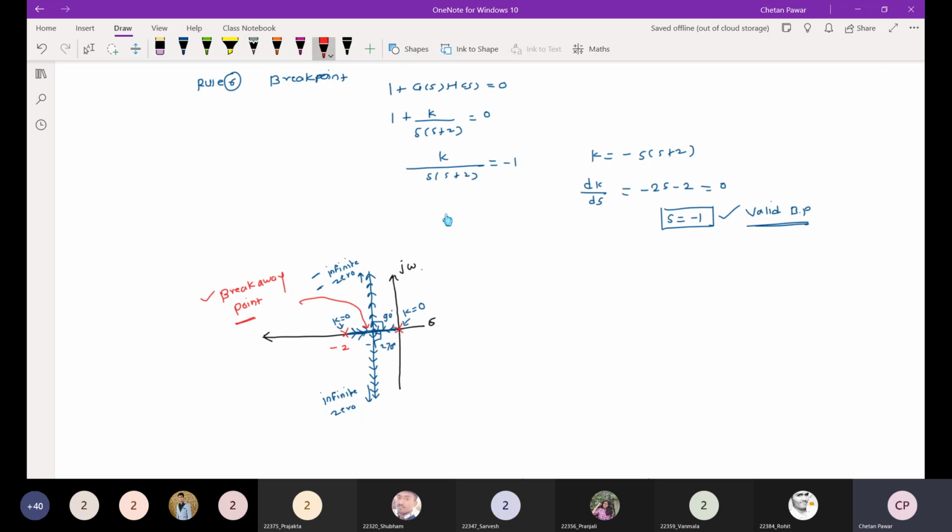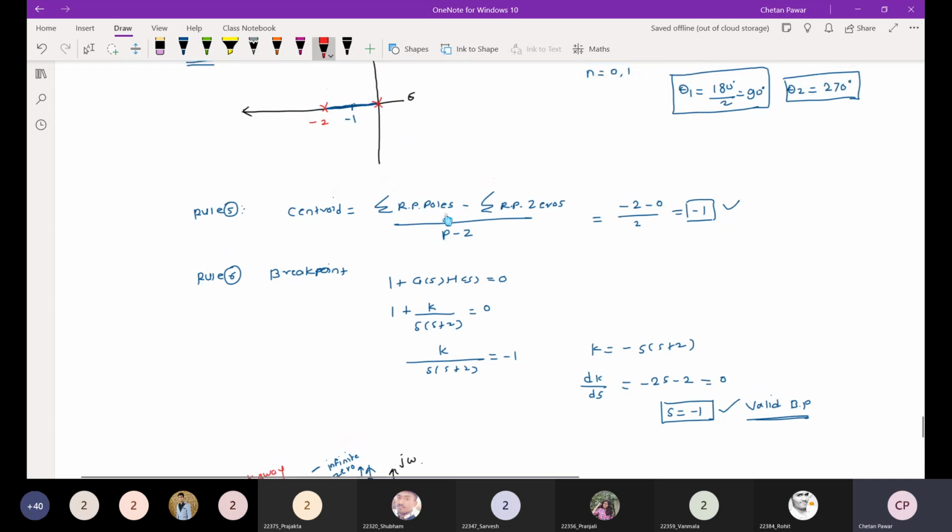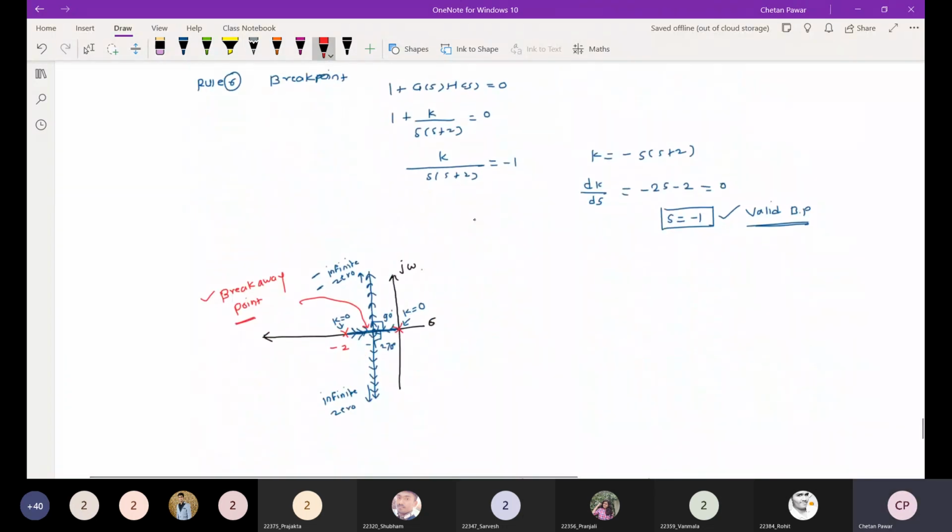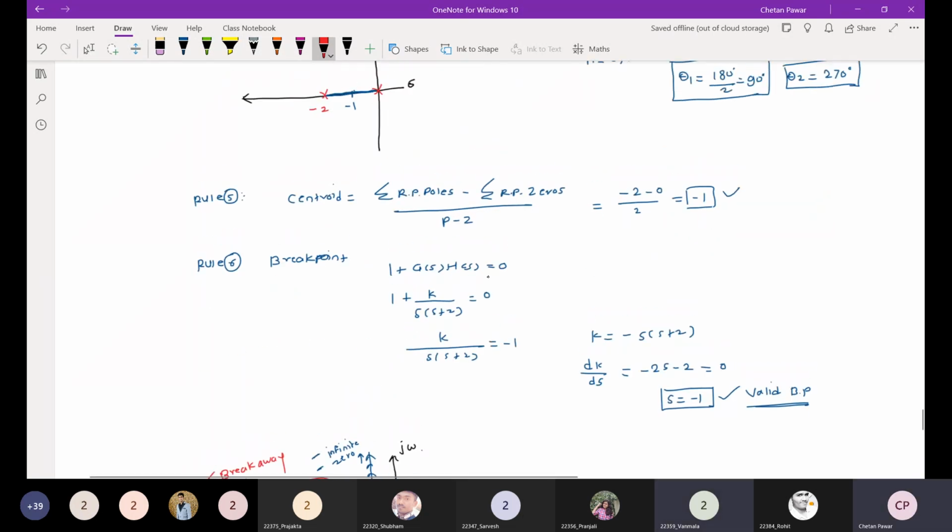Have you understood how to draw the root locus? Any doubt here? If you have any doubt, you can ask me. Have you understood how to draw the root locus? Am I audible? Yes, sir. Okay, ठीक है.